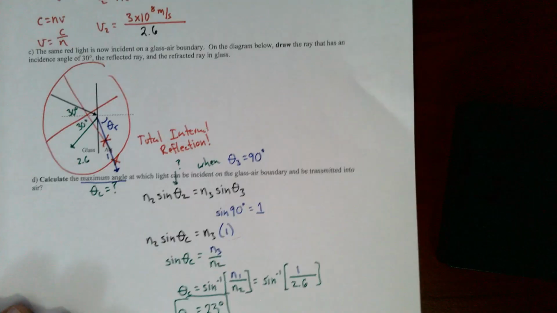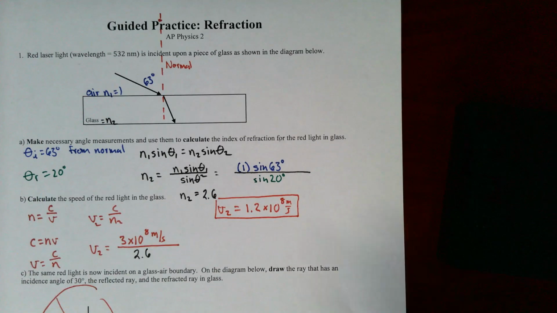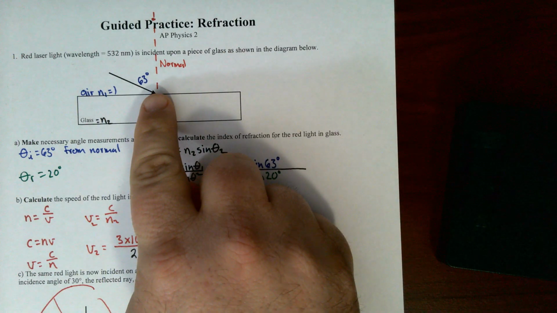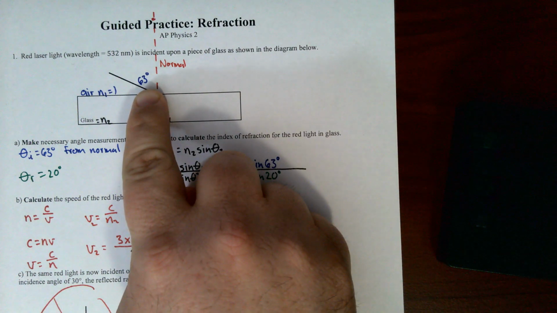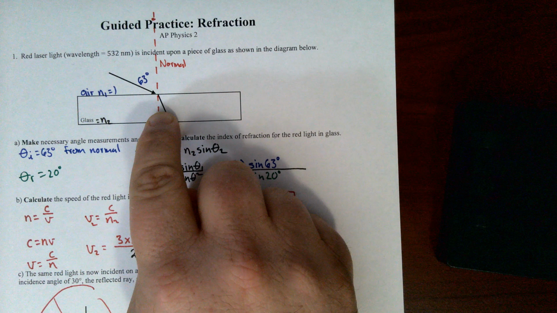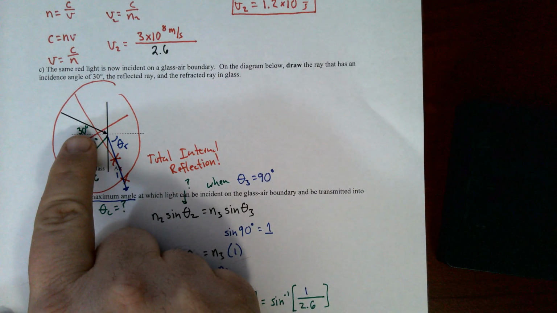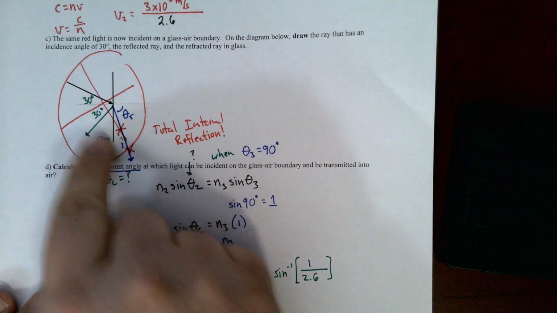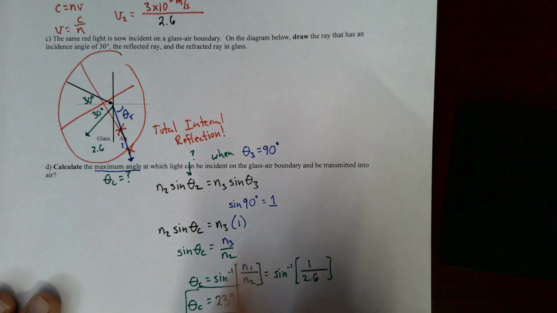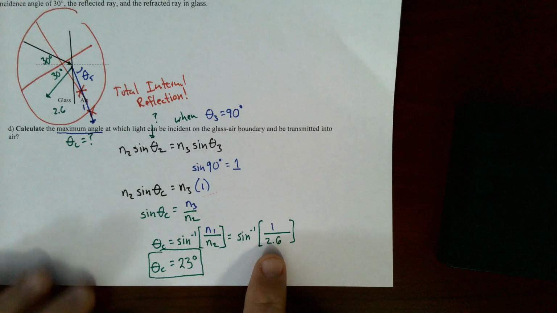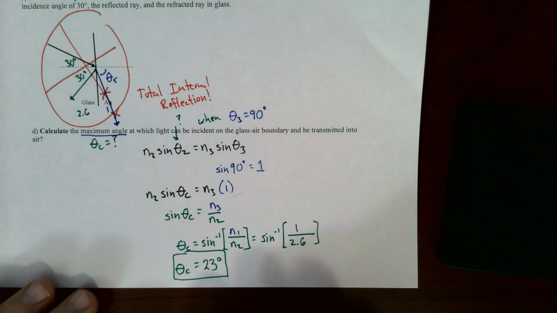Now, we can't get total internal reflection the other way. Like, we can always have light from our air-glass boundary transmit into the glass because this angle always has to be bigger than this angle. But down here, because this angle is the smaller angle, we can reach total internal reflection. In this case, we actually do it at a pretty small angle of 23 degrees. And that's because the 2.6 is really, really large.